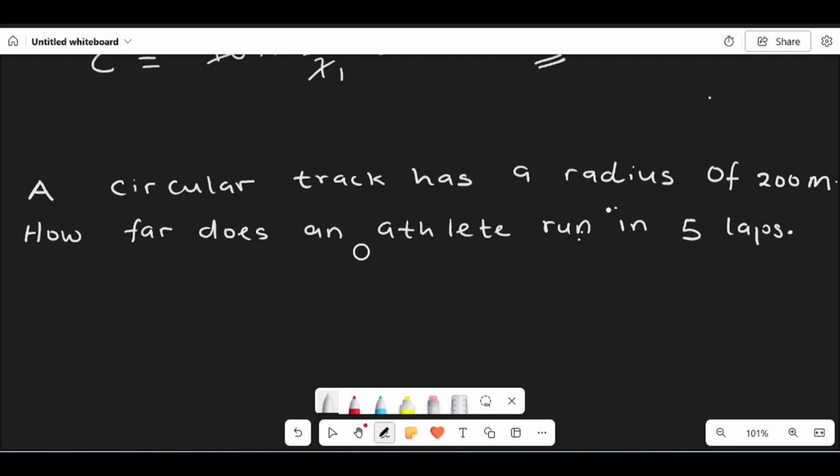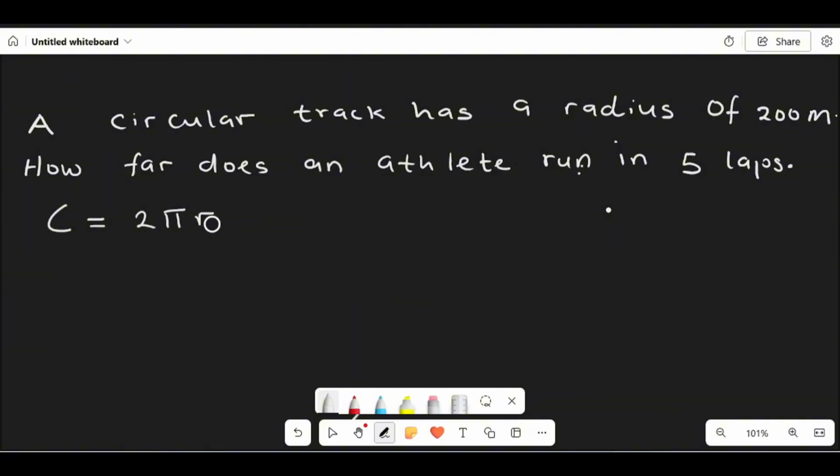A circular track has a radius of 200 meter. How far does an athlete run in 5 laps? Our formula for the circumference of a circle is C equal to 2 pi r. Here r is given as 200 meter. So C equal to 2 multiplied by pi multiplied by 200, which equal to 400 pi.